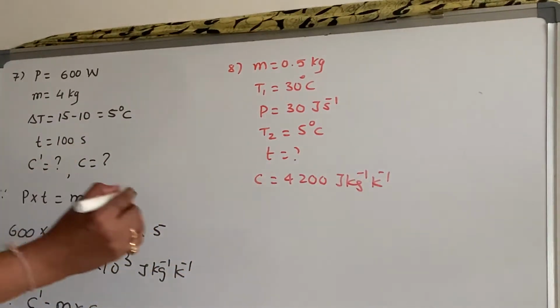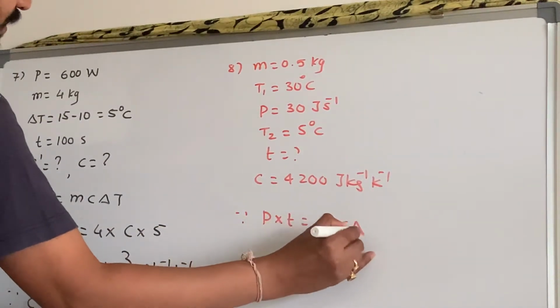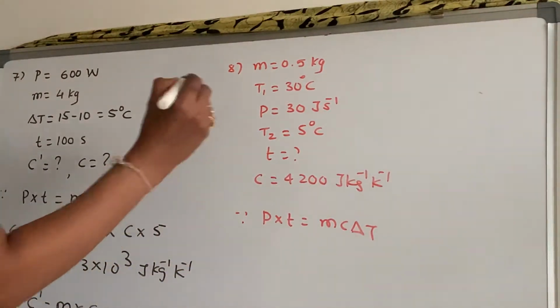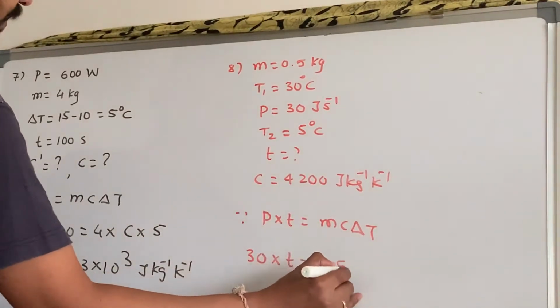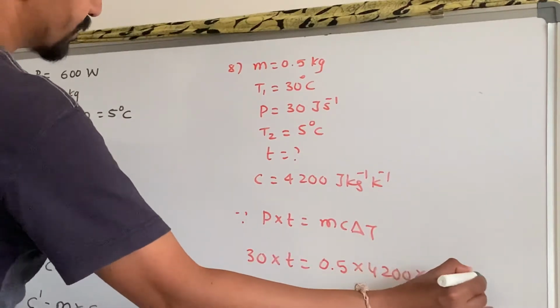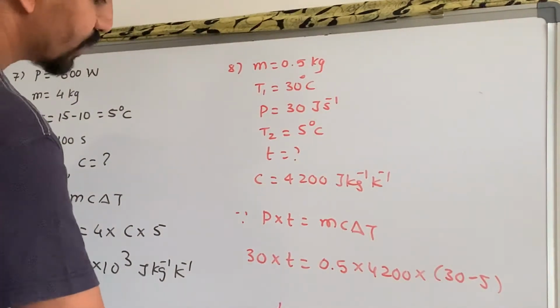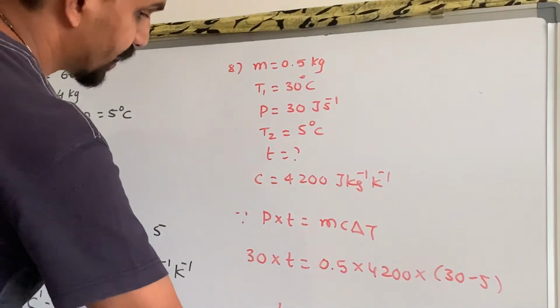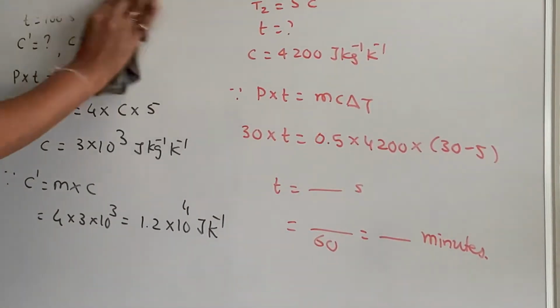Here also I can use, since power into time is equal to mc delta T, this is your power, which is 30. Time is unknown. Mass is 0.5. C is 4200. And delta T will be 30 minus 5. If you solve this, you will get the time first in seconds, and you divide this by 60, you will get minutes. That will be your 8th answer: 29 minutes 10 seconds. Right? We'll go with the 9th sum.